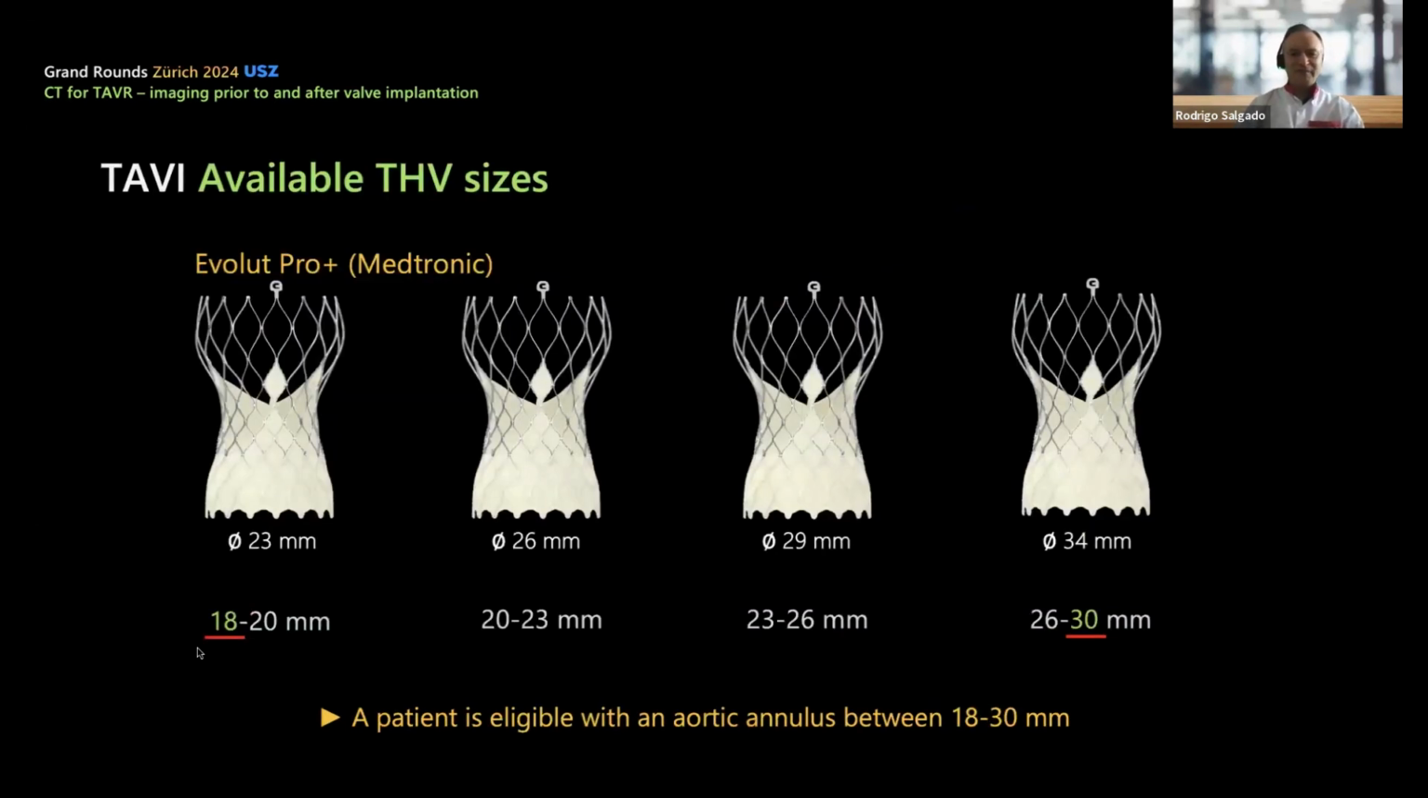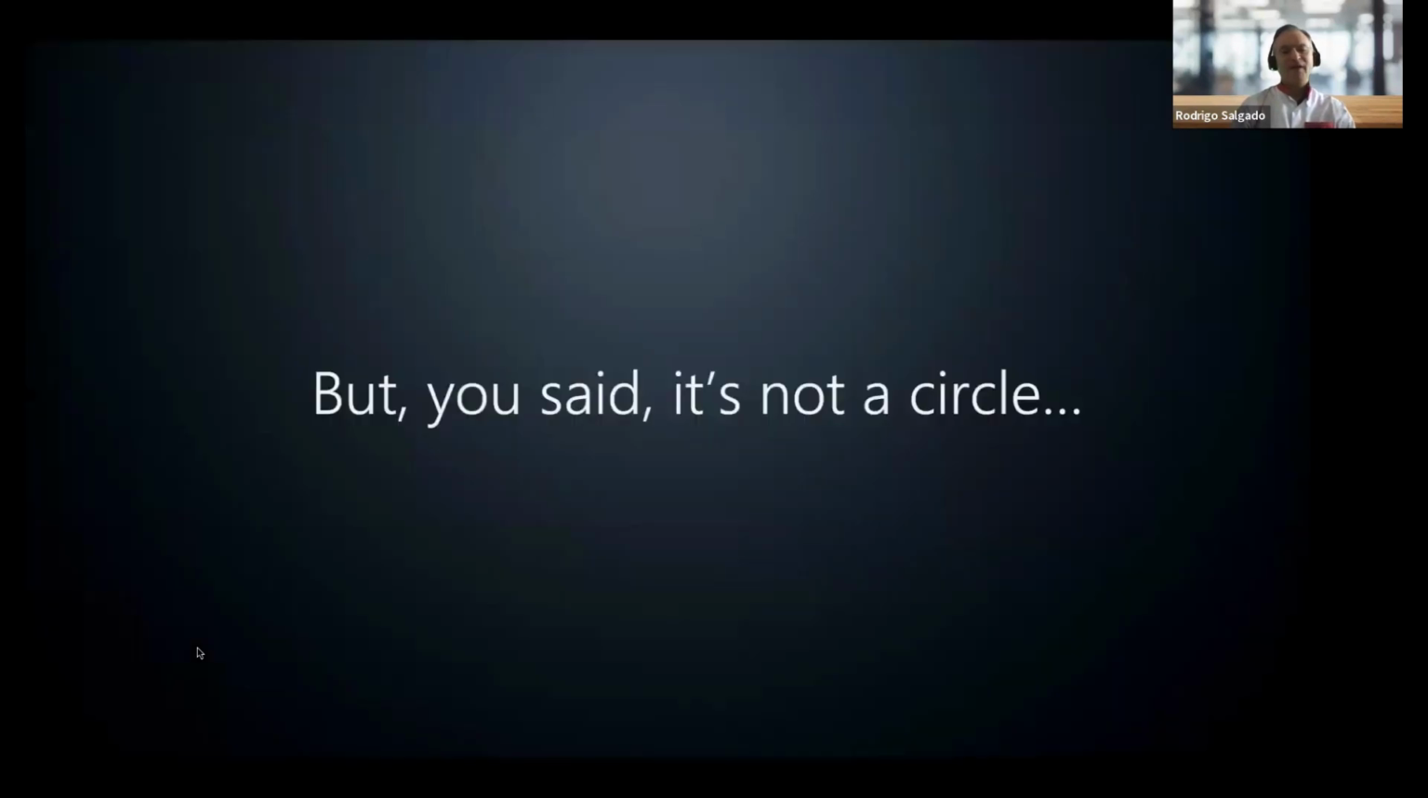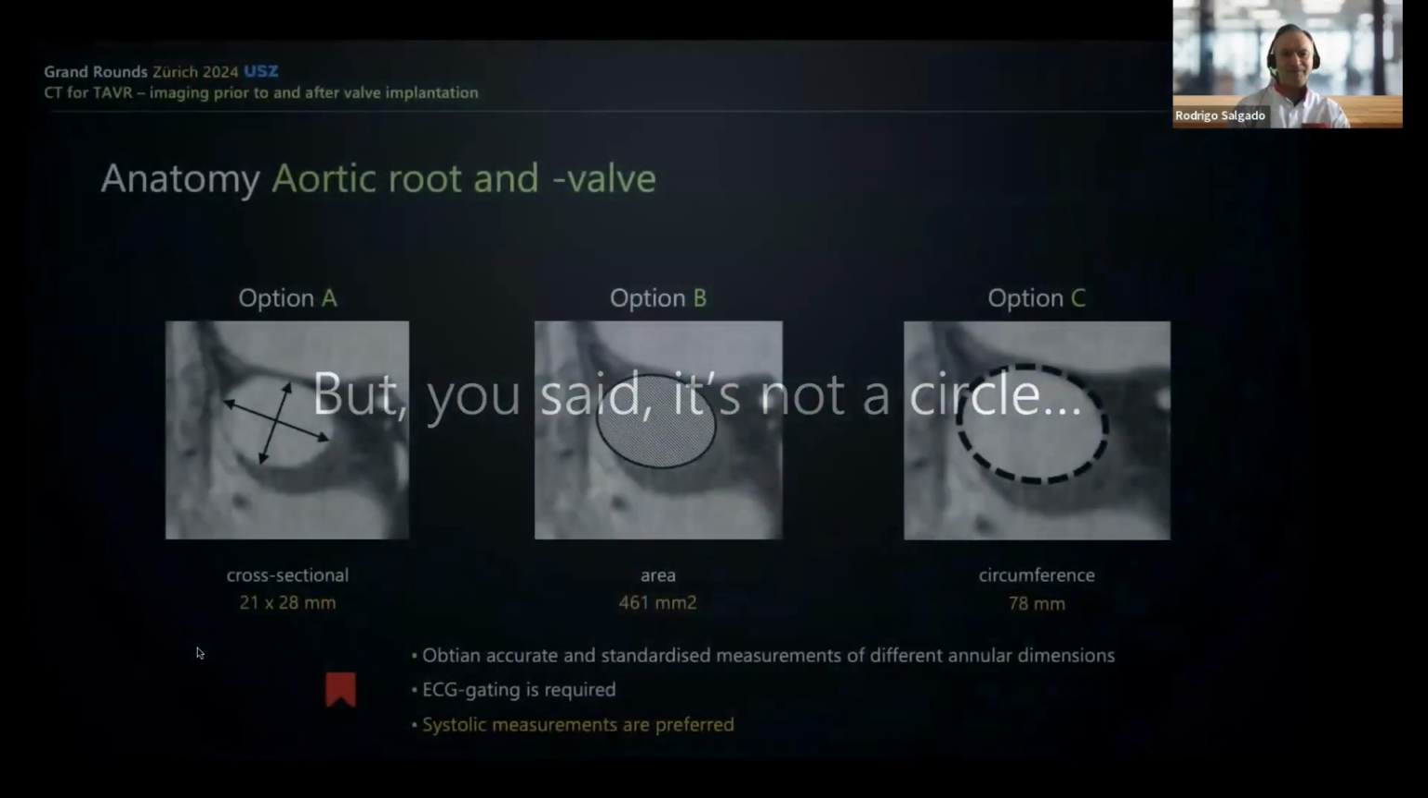Looking, for example, at the offering of Medtronic, you see that they have different transcatheter valves for different sizes of the aortic annulus. The size of the valve ranges from 23 to 34 millimeters, and it applies to an aortic annulus between 18 and 30 millimeters. So when you have a patient who has an annulus within this range, it can receive this type of valve. But how do we reconcile this? Because, as I said, it's not a circle. We have an oval with not only one, but several dimensions. How do we correlate this to a specific valve?